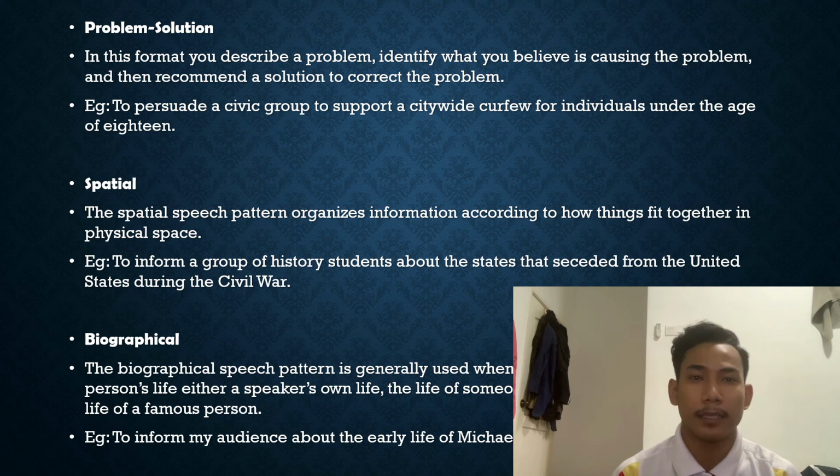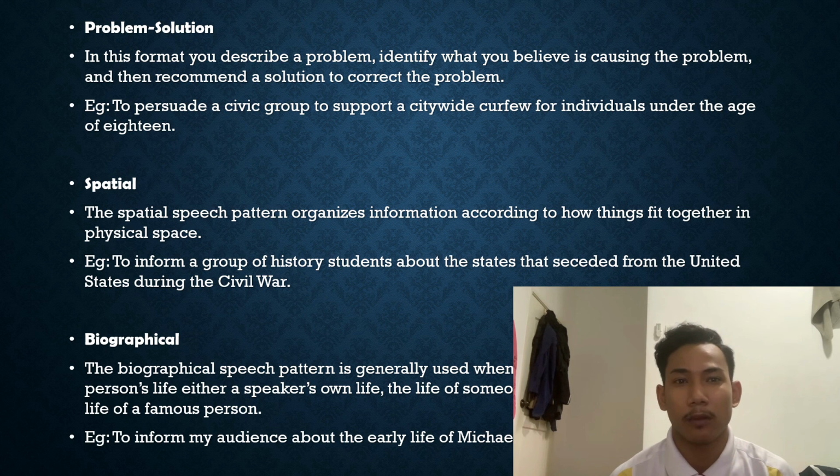And next and lastly is the biographical pattern. The biographical pattern is generally used when a speaker wants to describe a person's life, either the speaker's own life, or someone they know personally, or the life of a famous person. So as an example, to inform the audience about the early life of Michael Jackson. So that is the seven organizational patterns.